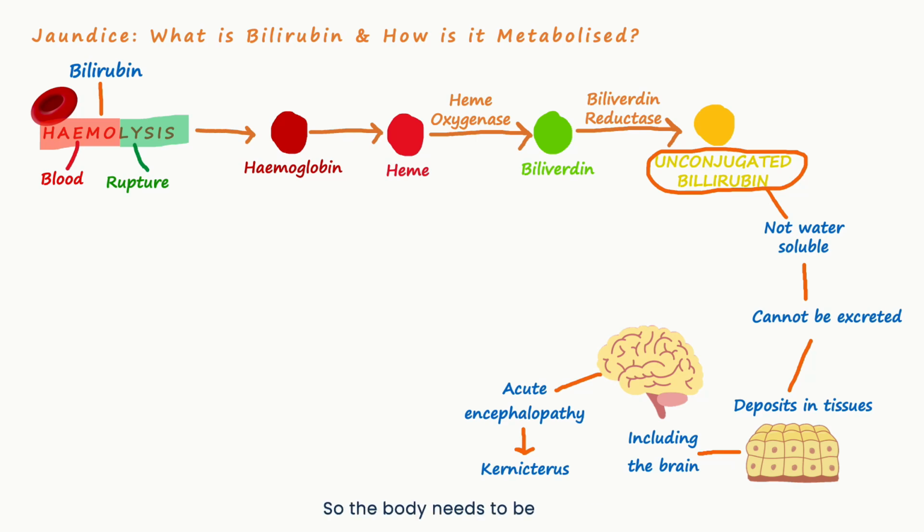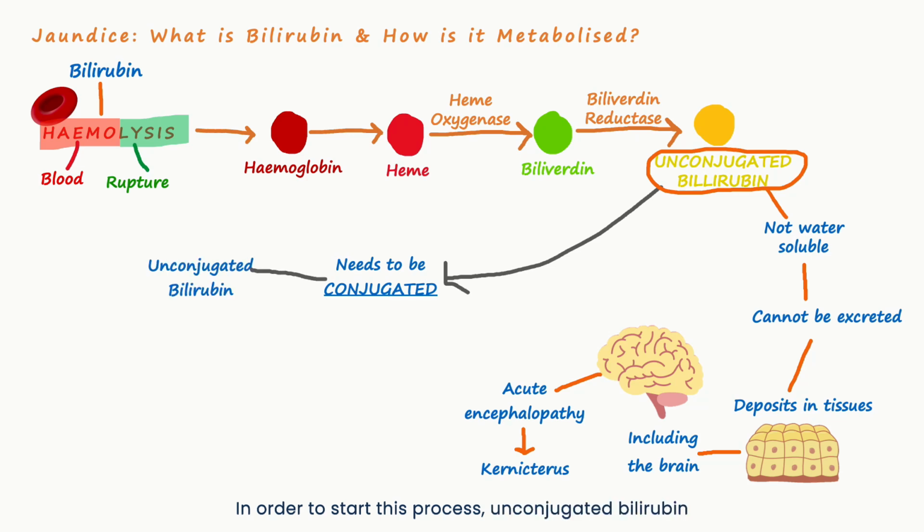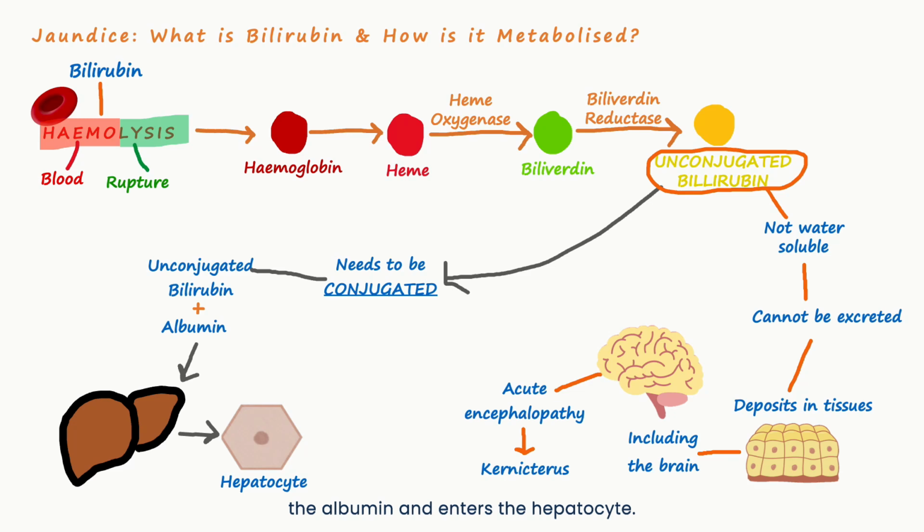So the body needs to be able to change unconjugated bilirubin into a conjugated form, which is water-soluble and can be excreted. In order to start this process, unconjugated bilirubin binds to the bilirubin binding site on albumin, which carries it to the liver. At the liver, bilirubin unbinds from the albumin and enters the hepatocyte.